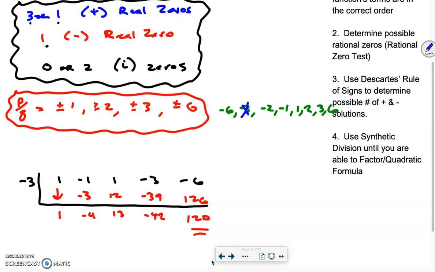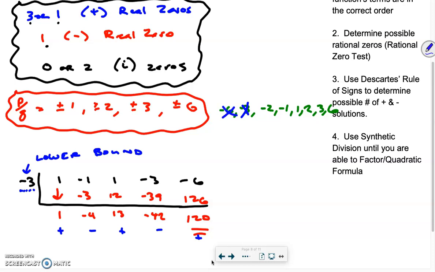So -3, it's out. We're down to 7. But wait, we tested a negative root, and our final line was positive, negative, positive, negative, positive. So we found a lower bound. So since we found a lower bound, that means that not only is -3 going to be tossed out, but so is everything else that's less than -3.